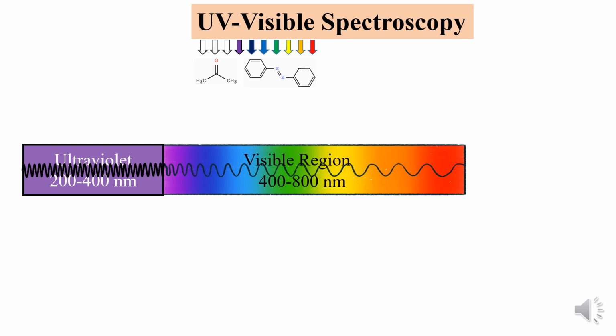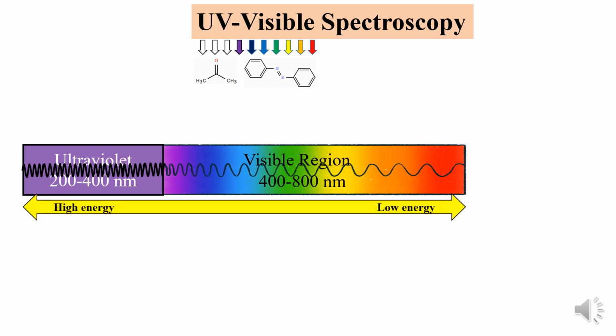Now there are two contrasting features between the UV region and the visible region. The first contrasting feature is the wavelength. As you can see in this picture, the visible region has a longer wavelength, while the ultraviolet region has a shorter wavelength. And the second contrasting feature is the energy. The ultraviolet region is high in energy, while the visible region is low in energy. These two parameters are inversely proportional to each other. So when the wavelength increases, energy decreases, and when the wavelength decreases, energy increases. And this plays a vital role in absorption of a particular wavelength of radiation by the molecule under analysis.